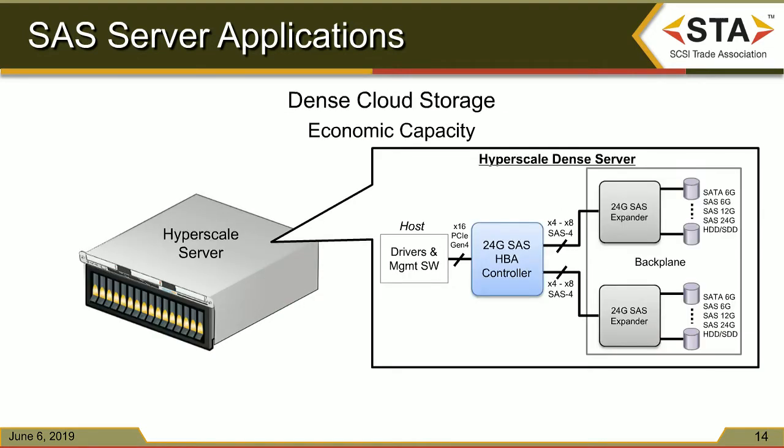Moving on to another SAS server application is dense cloud storage. This is similar to the previous server implementation, but you expand out to embedded SAS expanders on an internal backplane. You have a lot more drives interconnected as raw storage capacity for the most effective bulk storage access. This gives you more of an all-in-one tiering solution in a single box, allowing dense, cloud-accessible storage, servicing a more economic capacity solution within a single server.